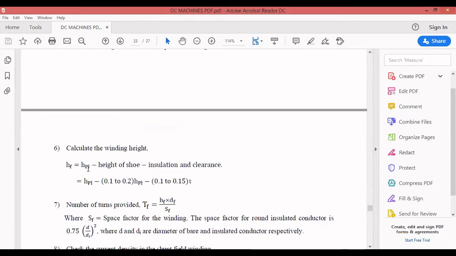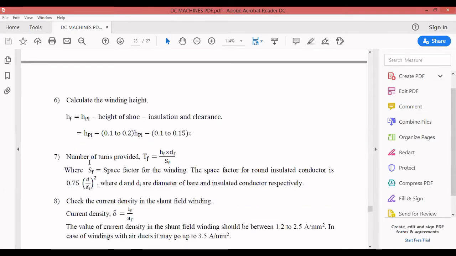See here, HPL is the length of the pole. What is the height of the shoe? 0.1 to 0.2 of HPL, height of the pole. Then minus 0.1 to 0.15 for insulation and clearance. Insulation and clearance is 0.1 to 0.15 of tau. Tau is pi D by P. Okay, this is to find out the height of the field winding. This is the formula.